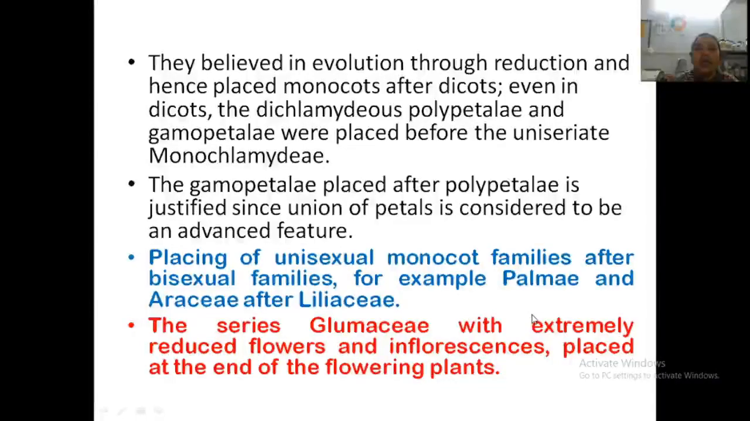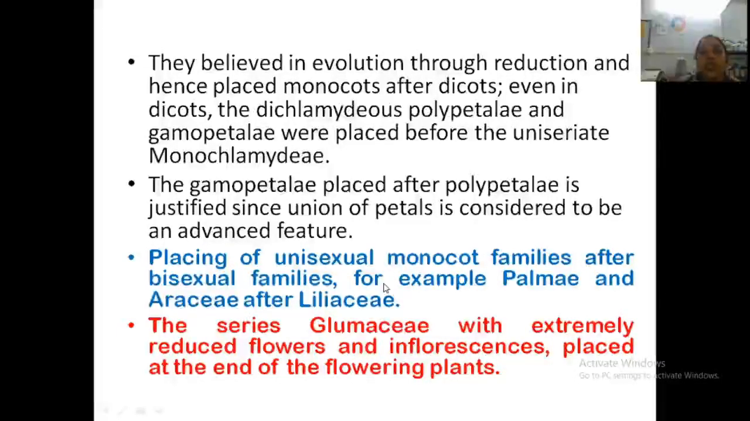Next. Also, in the Dicotyledones, Polypetalae and Gamopetalae were placed before Monochlamydeae. Okay, Polypetalae and Gamopetalae before Monochlamydeae. Then Gamopetalae placed after Polypetalae because of union of petals. Then unisexual monocot family after bisexual family. That's another point. Then series with the reduced flowers placed at the end.